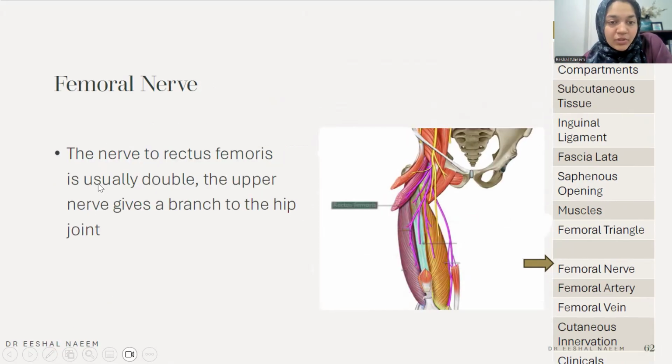The femoral nerve, the nerve to rectus femoris now. This is the rectus femoris. It is the most anterior muscle of the anterior compartment of the thigh, and it usually gets double innervation. The upper nerve gives a branch to the hip joint, and the lower branch gives a nerve to the rectus femoris.